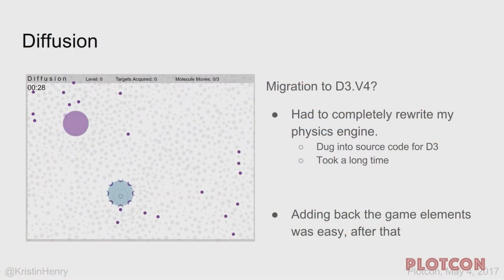For this one, I had to completely rewrite my physics engine. There was no easy fix. It took me a long time. I dug into the source code for D3, and I learned a lot. Once I got my physics engine working, then I started adding the game elements back in, and from then on, it's been easy, smooth sailing, moving forward.